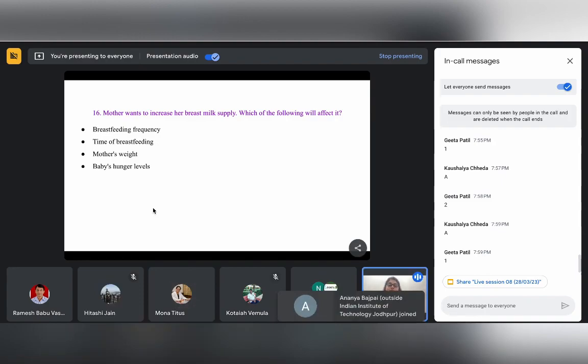Right. So here again, the options are interrelated. But whenever we are talking about an increase, it should be the breastfeeding frequency. Of course, the baby's hunger levels and the time of breastfeeding are also related. But the answer here is breastfeeding frequency, because if you think about it, the more the frequency is, so do you remember the role of oxytocin? Can anybody just tell me how is oxytocin related to this? And what is oxytocin?